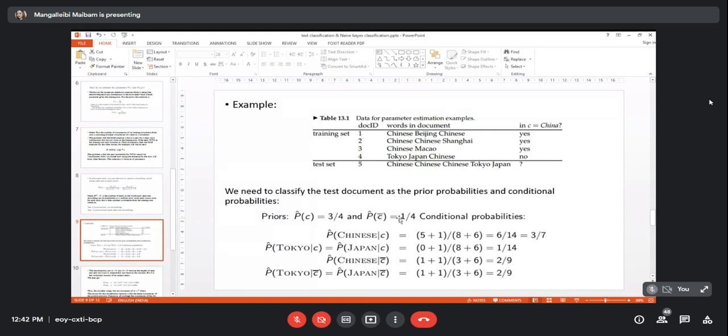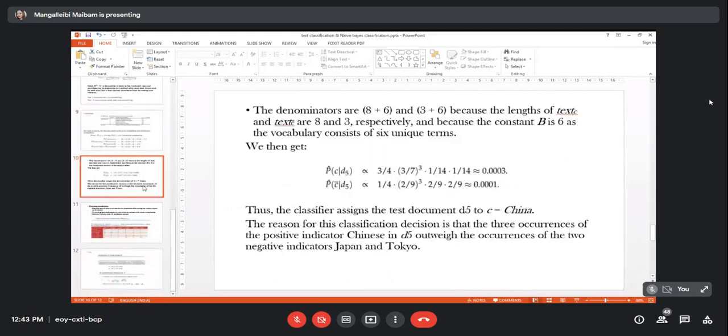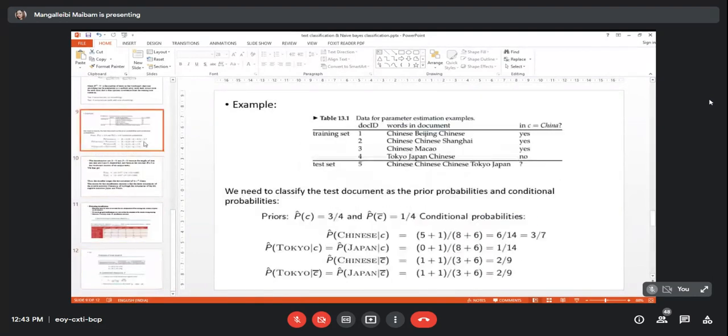For the not China class, we got 1 divided by 4. Now we will find conditional probabilities. I will teach up to finding the conditional probabilities for today, and the remaining explanation will be done in the next class. Okay.